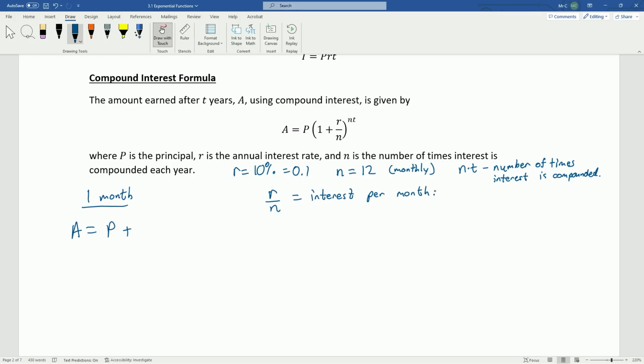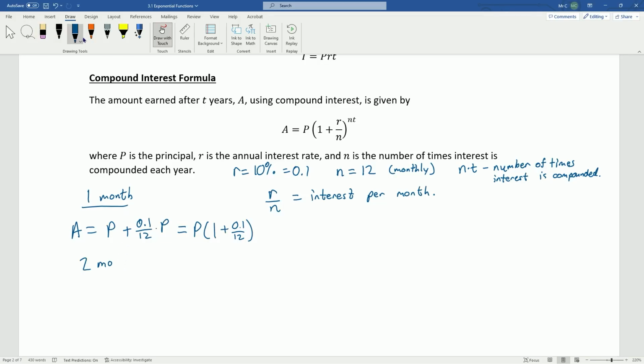So the bank says, hey, 1 month has gone by. We're going to go ahead and give you that 0.1 divided by 12 times the principal. So this is the portion of the principal that we're going to add to your amount. You've already got your original principal, and we're going to add this bit extra on top of it. So let's just factor that out. That gives us P times (1 plus 0.1 over 12). Done.